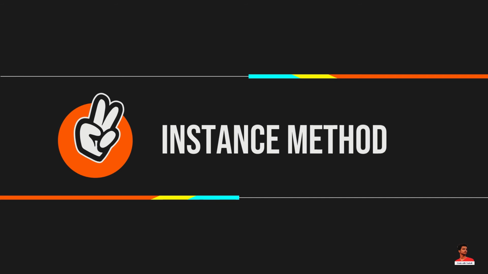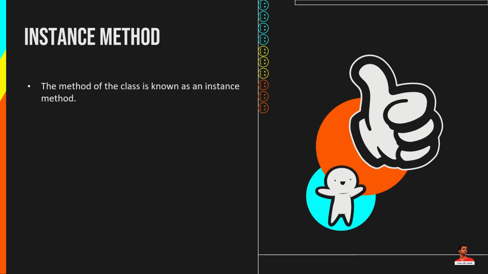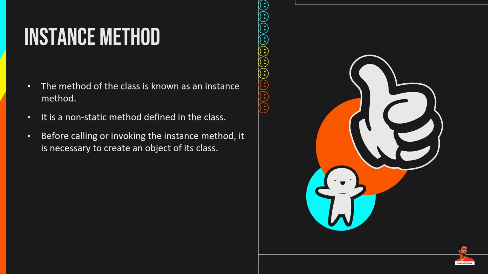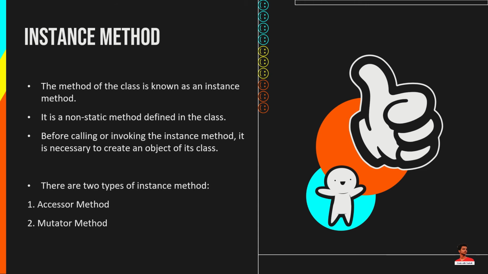Instance method. The method of the class is known as an instance method. It is non-static method defined in the class. Before calling or invoking the instance method, it is necessary to create an object of its class. There are two types of instance method: accessor method and mutator method.